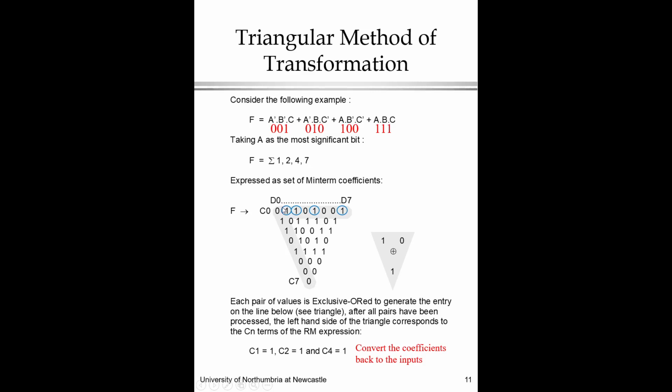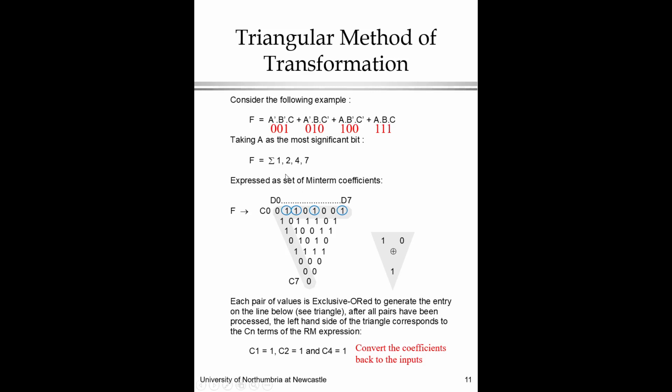So 1 we will label 1, 2 we will label 2, 4 we will label 4, and 7 we will label 7. So we get the sum of 1, 2, 4, 7. Okay, so this is how we work out the D0 to D7 for this triangular method of transformation.